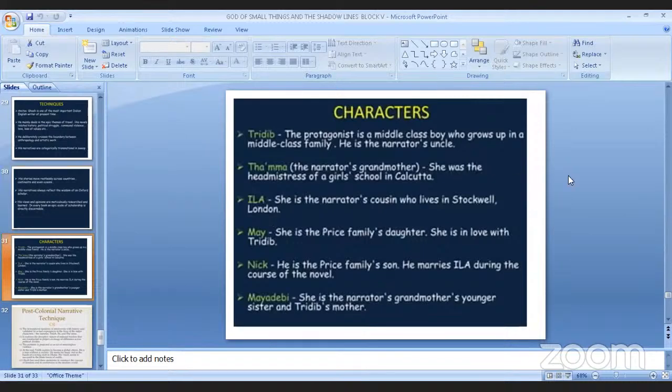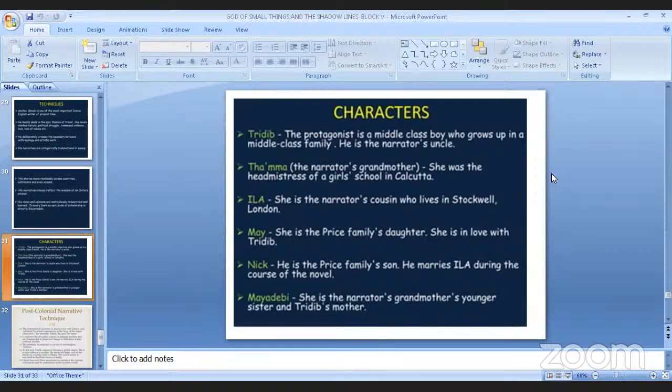Now, these are some of the characters we come across in his novel The Shadow Lines. Tridib, a middle class boy who grows up in a middle class family; he's the narrator's uncle. Then Tha'mma, the narrator's grandmother and headmistress of a girls' school in Calcutta. Then Ila is the narrator's cousin who lives in Stockwell, London. May is the Price family's daughter. She's in love with Tridib.